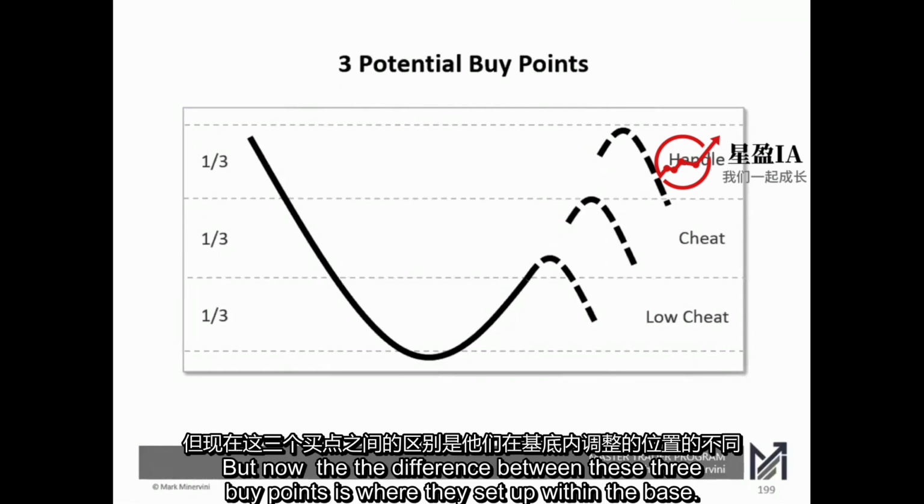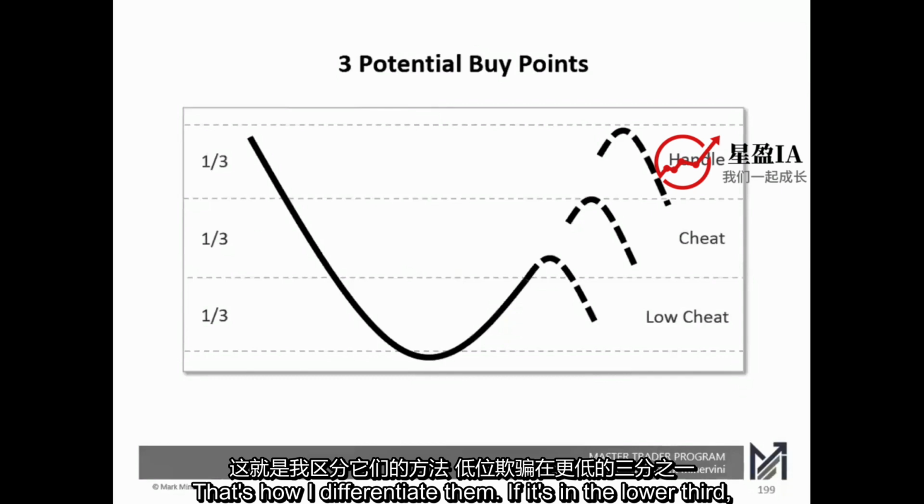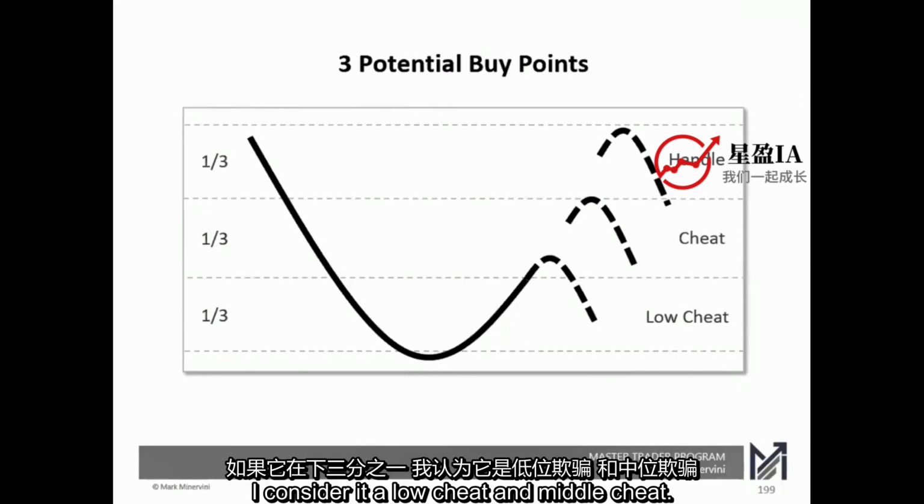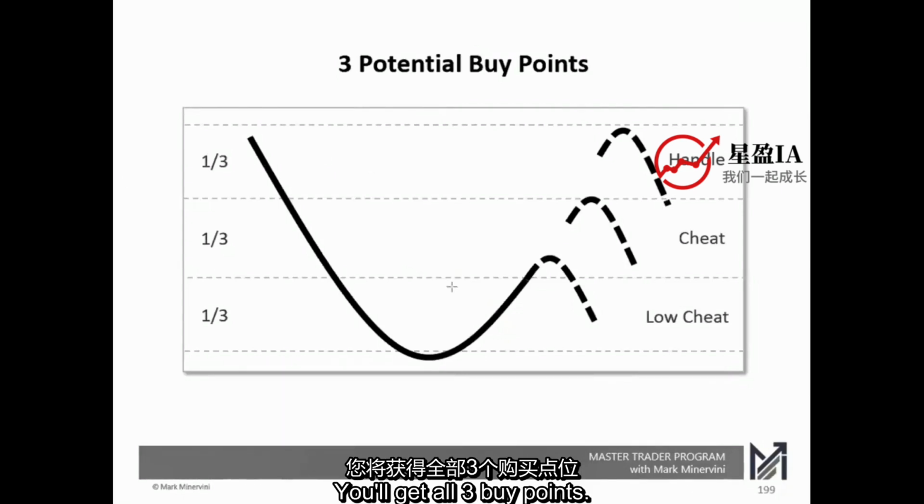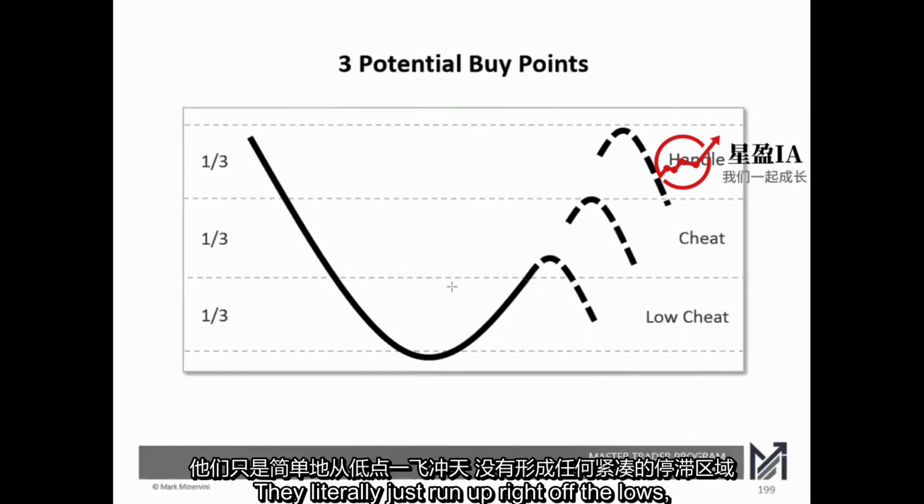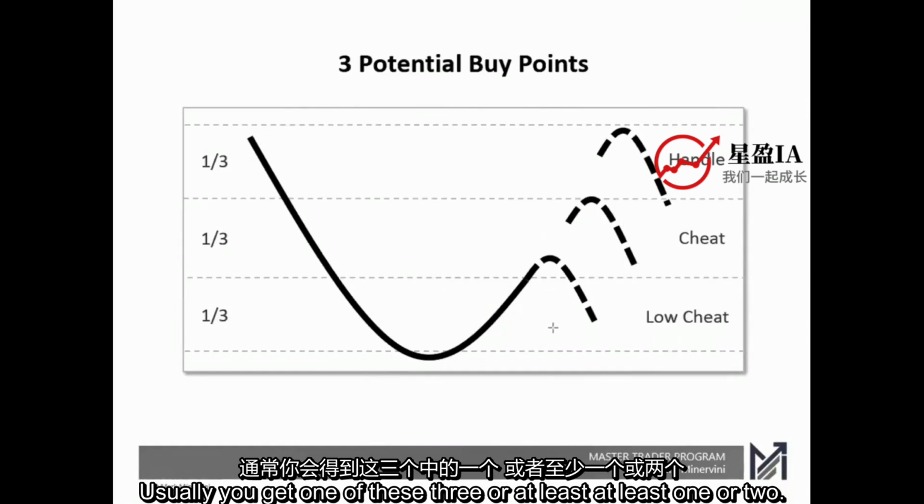But now the difference between these three buy points is where they set up within the base. So the low cheat is in the lower third, the cheat is in the middle third, and the handle is in the upper third. That's how I differentiate them. So if it's in the lower third, I consider it a low cheat. And middle, now sometimes you get all three of these buys. You'll get all three buy points, and sometimes you only get one. Sometimes you get none. They literally just run up right off the lows, and you don't get any buy points. That's very rare, very, very rare. Usually, you get one of these three, or at least one or two.